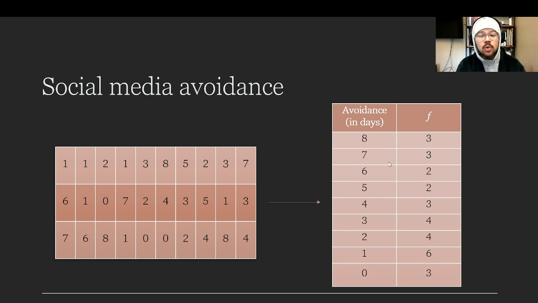We have three people who responded that they are avoiding social media for 8 days. We have three people who are responding they're avoiding social media for 7 days. Two people responded for 6 days. Two people for 5 days. Three people for 4 days. Four people for 3 days. Four people for 2 days. Six people for one day. And, just reiterating that point that we had three people who said, I don't avoid social media. I'm on it all the time.